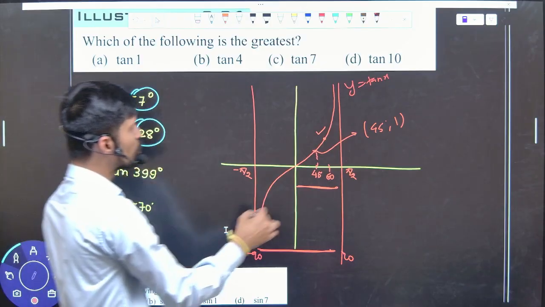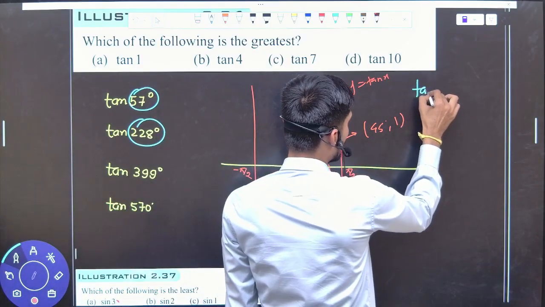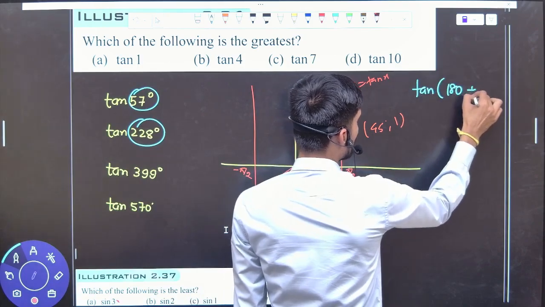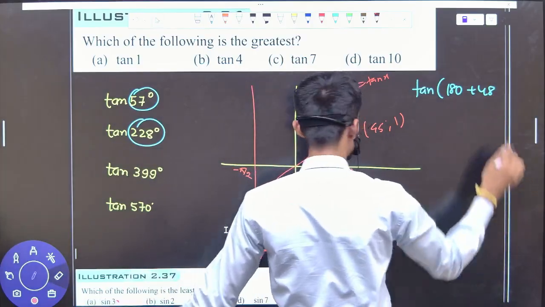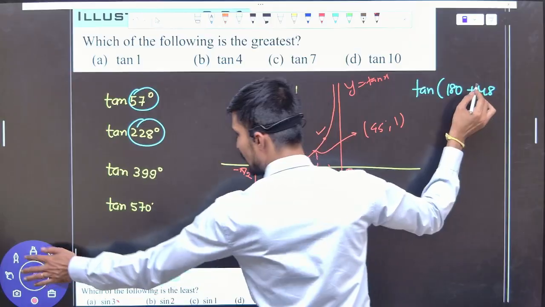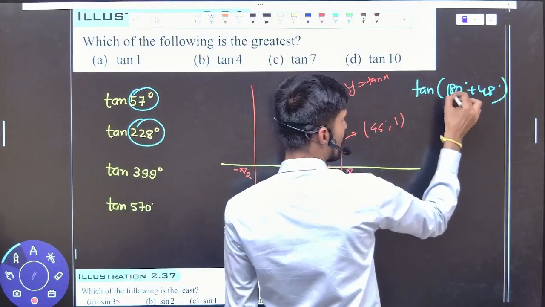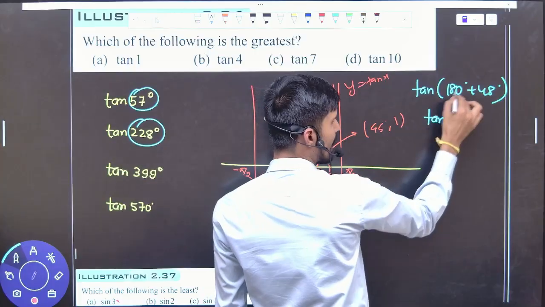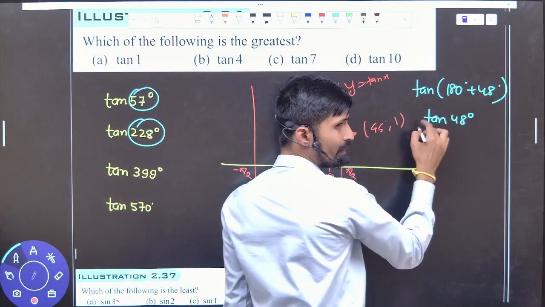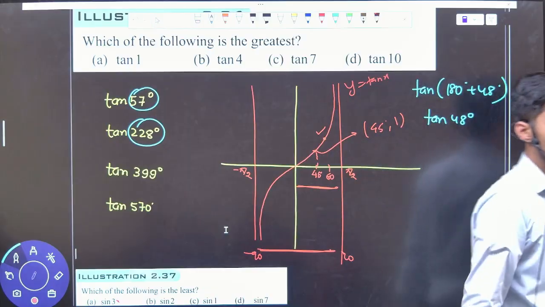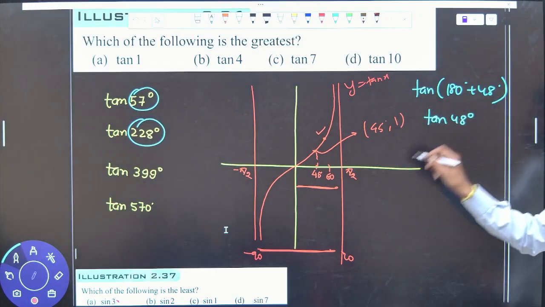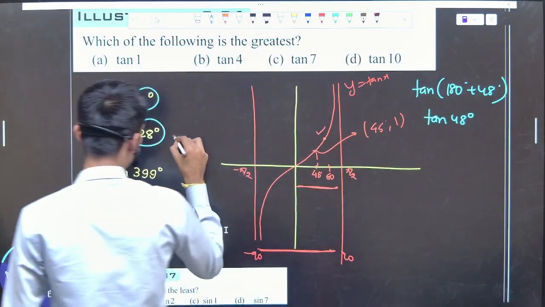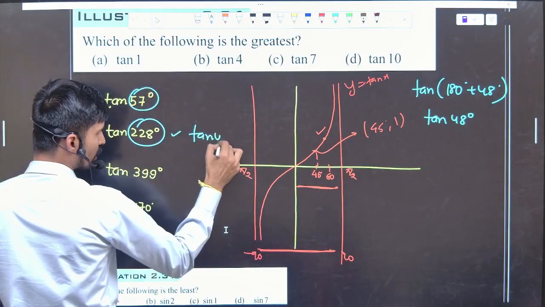So how can we write 228 degree? Can we write this as 180 plus 48 degree? Yes or no? And 180 name will not change, so that will be tan 48 degree. Now tell me, 180 plus 48, which quadrant? Third quadrant. In the third quadrant, is tan positive or negative? Positive. So this is plus tan 48 degree.